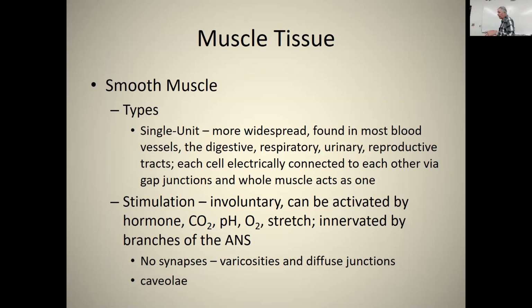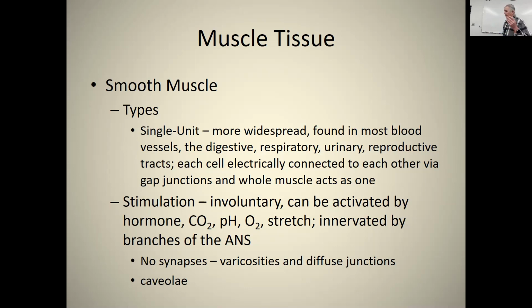Okay, so a single unit, as you just saw a figure of, is more widespread, found in most blood vessels, digestive, respiratory, urinary, reproductive tracts. Each cell is electrically connected to each other via gap junctions, and the whole muscle acts as one. And this motor neuron comes by with these varicosities, and this neurotransmitter just leaks out, binds to receptors, causes contraction, and then the contraction of this cell has gap junctions to the next cell, like in cardiac muscle, and causes the next cell over to contract. So the whole muscle acts as one. That's why it's called single unit.